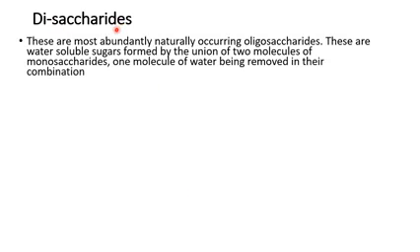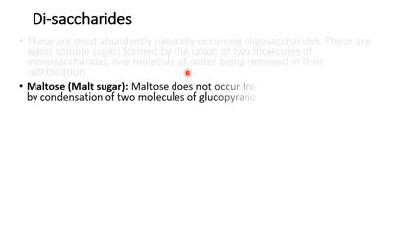Disaccharides mean two monosaccharides. When two monosaccharides combine and remove a molecule of water, they form a disaccharide. They are the most abundantly naturally occurring oligosaccharides. Mostly they are water soluble, for example sucrose and maltose. They are formed by the union of two molecules of monosaccharides. As I told you, one molecule of water is removed while they are combining to form a glycosidic linkage.